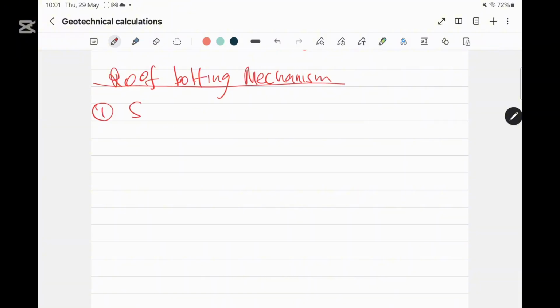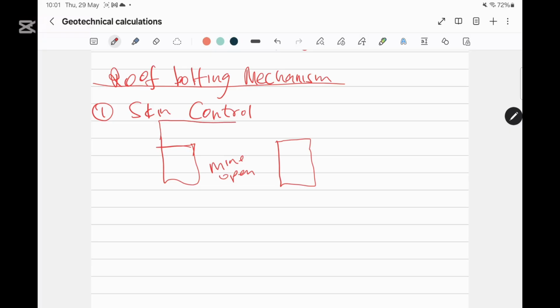So we have skin control. With skin control, you have a strong, massive, intact rock. So it's something like this. These are your pillars. This is your mine opening. Let's say this is our roof.